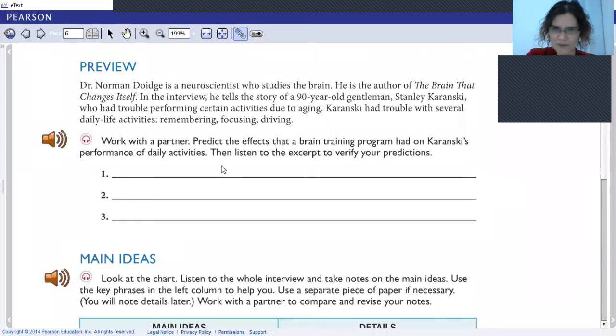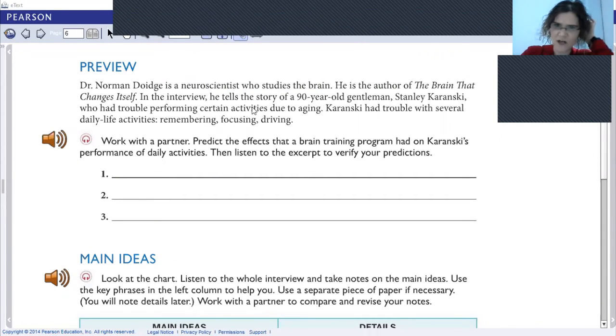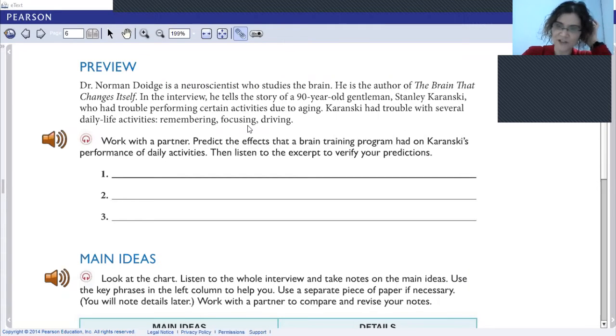And they wanted you to predict the effect the brain training program had on Karansky's performance of daily activities. So what is it that you could come up with? What effects, not effect, but effects, did you predict? Does anyone want to respond to that? Anyone want to respond to that? No one?